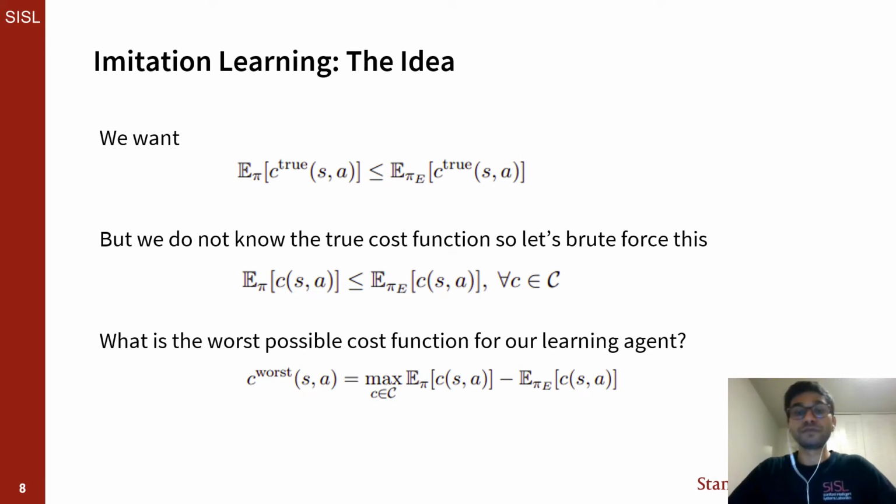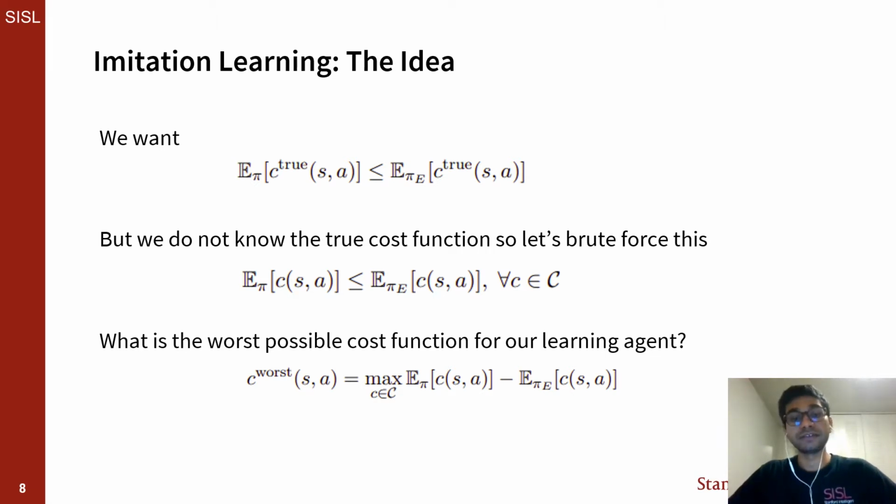So basically we brute force this requirement. We say, let's assume there is a cost function class mathcal C, and we want to impose this requirement on every possible cost function that belongs to that class. So this means that we want the expectation of the cost under our policy pi to be less than or equal to the expectation of the cost for pi e, for all possible cost functions C. However, this is very computationally intensive because we have to search over every possible cost function in the class, and we can simplify this by working with the worst possible cost function.